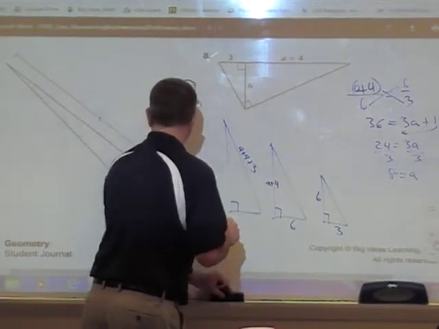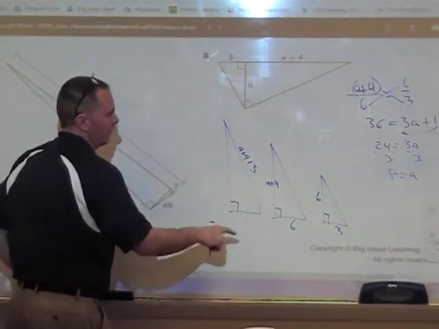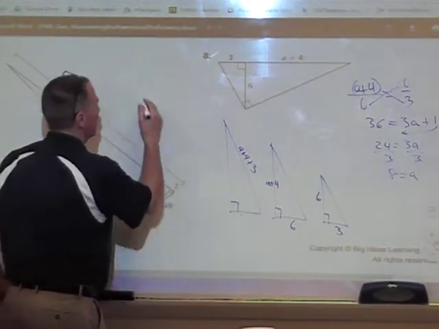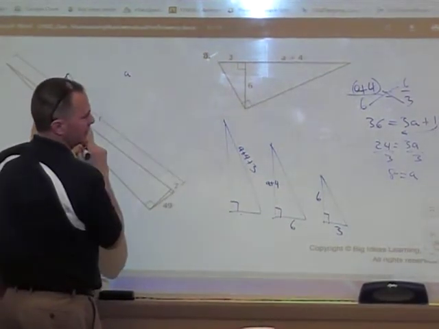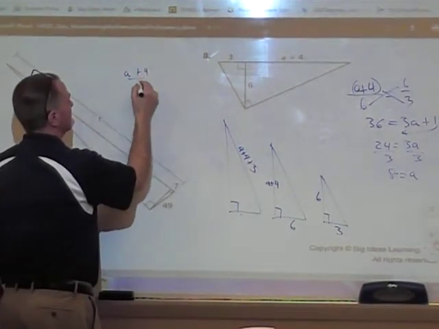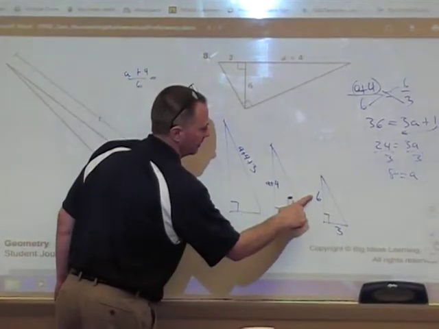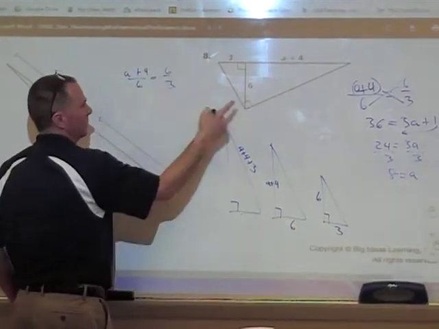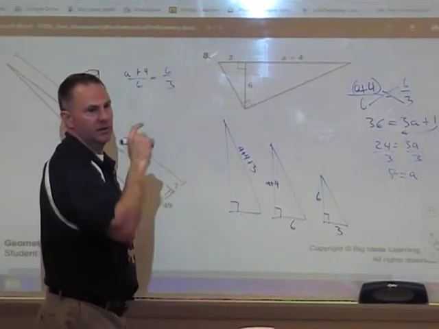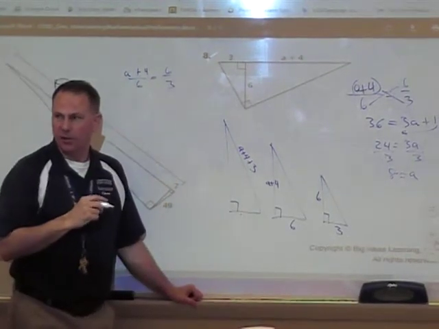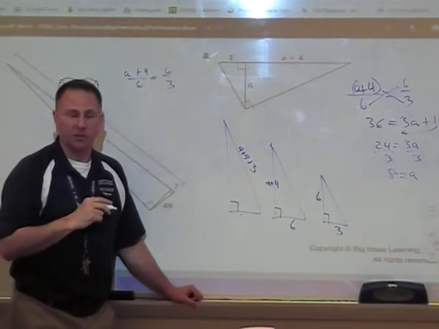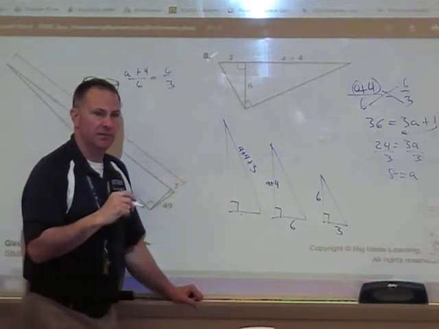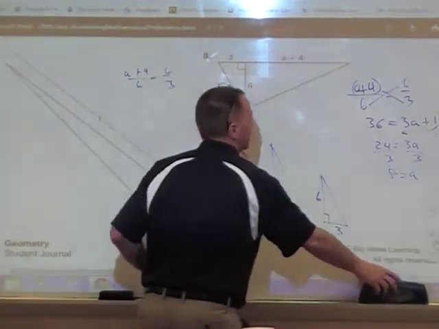If I would have done it like this, I'll write it over here for you. Long leg to short leg. A plus 4 is to 6, as long leg is to short leg, 6 is to 3. Notice they're identical. They're not always that way, but just showing you that. But you will get the exact same answer either way. Okay? Alright, now I'm going to do one out of the book.